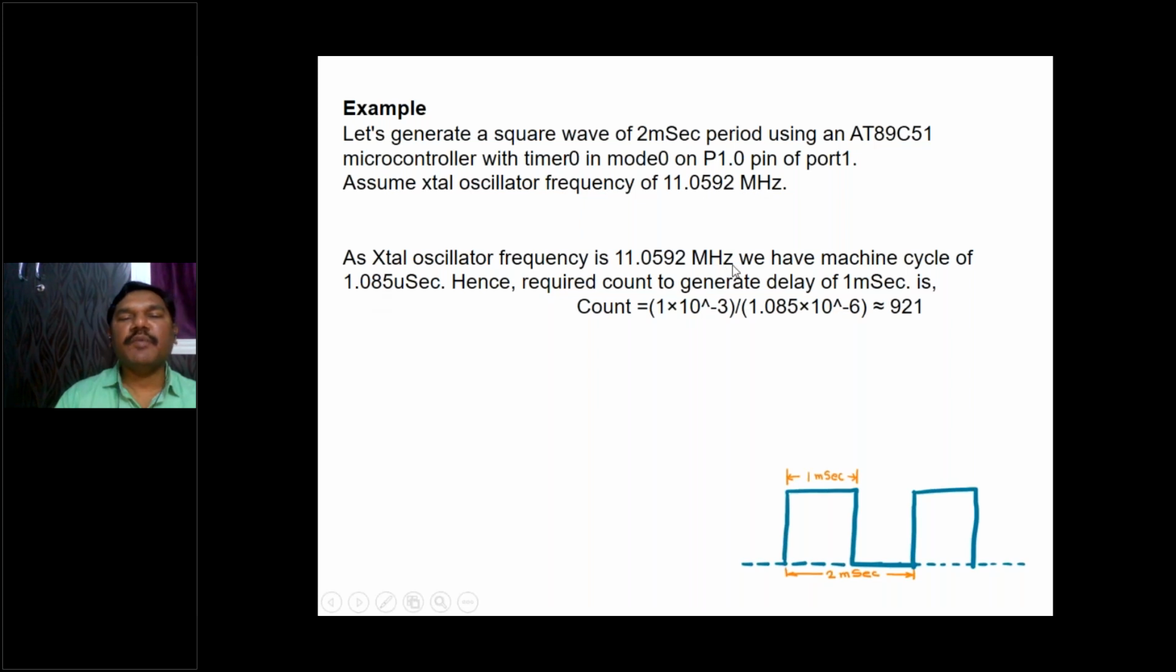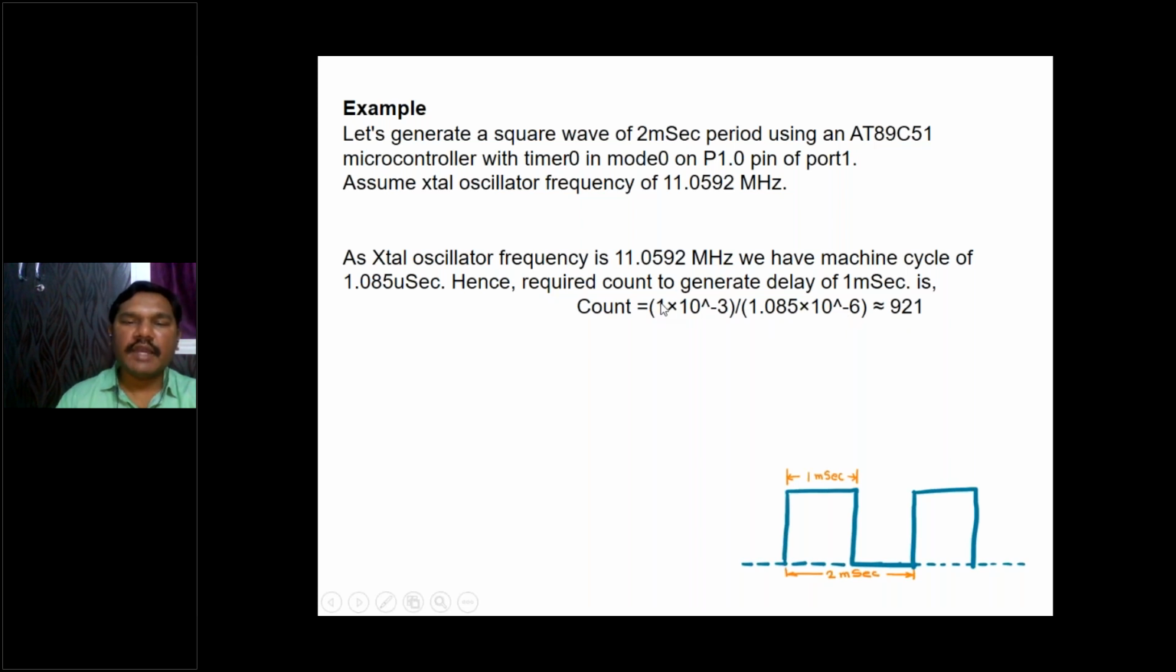So here we know that with 11.0592 megahertz we have a machine cycle of 1.085 microseconds. Hence the required count to generate a delay of 1 millisecond is count equal to 1 into 10 power minus 3. Because we need a 2 millisecond square wave, here we will consider the time period only for half of the signal, right? So that I want to count in a hexadecimal number. So 1 into 10 power minus 3 divided by the machine cycle time, 1.085 microseconds.